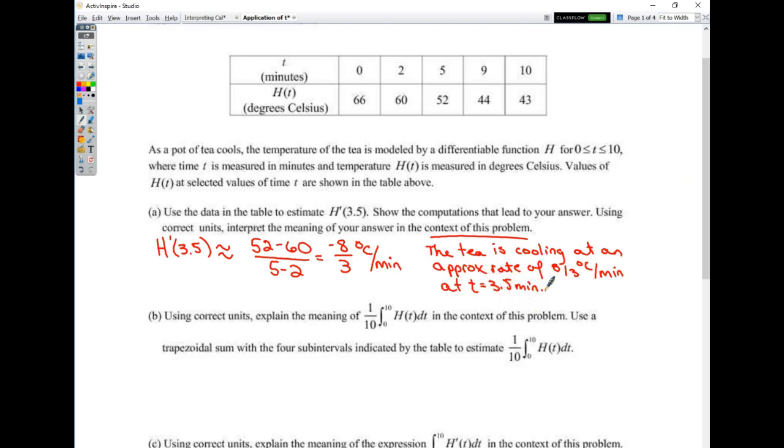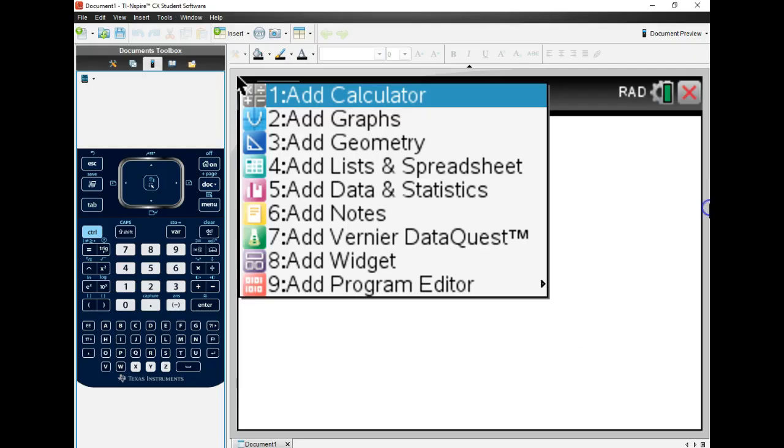minutes. You will notice I put positive 8 over 3 degrees Celsius per minute. I included the word cooling. I also made sure to include the word approximate, and I gave that I'm looking specifically at the 3.5 mark. If I looked at a different time period, I probably would have gotten a slightly different answer. Now that's something we've done previously. Just like down here, this should be something that we should be fairly familiar with.